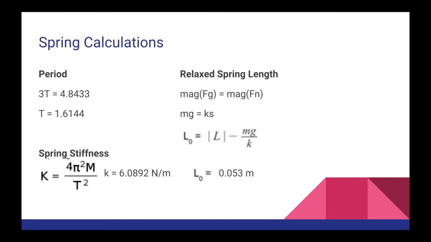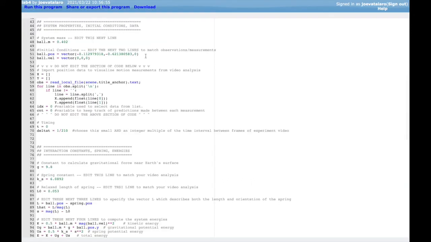Last thing we need to calculate is the relaxed spring length, which is seen as the magnitude of the force of gravity is equal to the magnitude of the normal force. This means that mg is equal to Ks. The relaxed length of the spring is equal to the magnitude of L minus mg over K. We got that from the previous step. And then once we calculate it, we can find that the relaxed length of the spring is 0.053 meters.